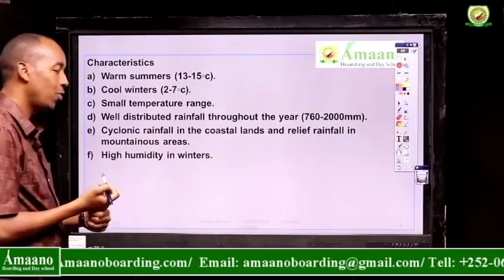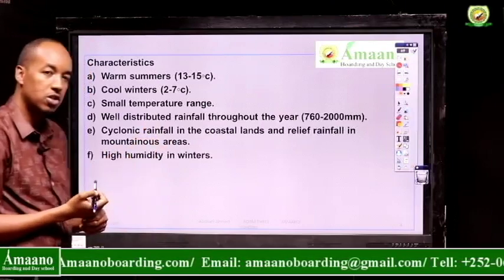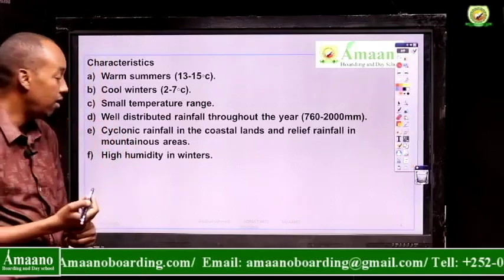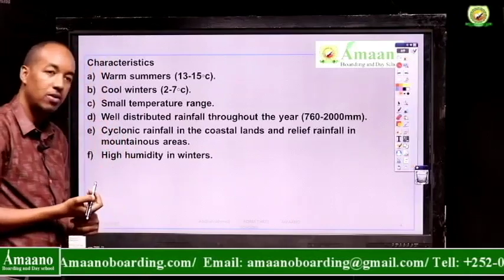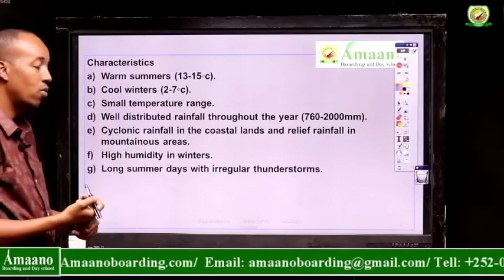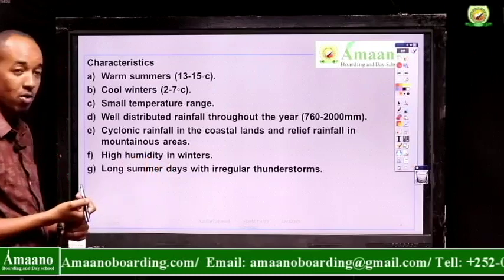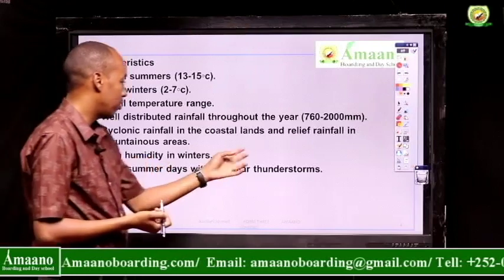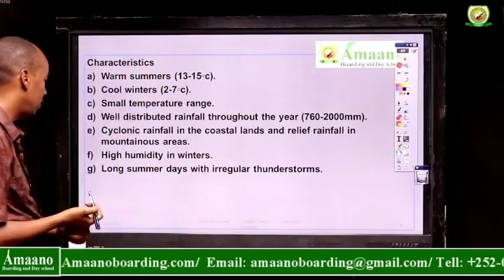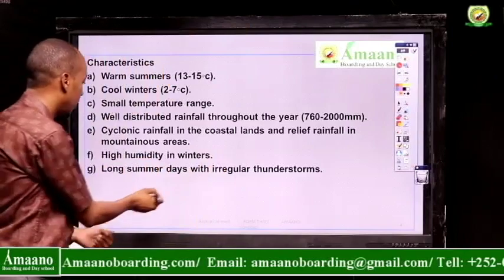High humidity in winter. During the winter, the humidity is very high. Humidity is generally the amount of water vapor in the air. So during the winter, the humidity is absolutely very high. Long summer days with irregular thunderstorms. During the summer, the days are longer than the night, and there are also irregular thunderstorms when it's raining. So generally, these are the characteristics.